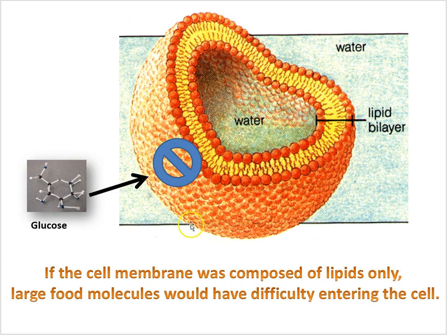Now, as it turns out, if the cell membrane were composed of lipids only, as shown in this picture, large food molecules would have difficulty entering the cell. So this is a pretty tight boundary here. Now, small molecules like oxygen and water can make it through the lipid bilayer, but large molecules, food molecules, important molecules like glucose, they can't cross that lipid boundary very easily. And so if the cell's going to import food, it's going to have some way of getting larger molecules through the membrane into the cytoplasm inside the cell.